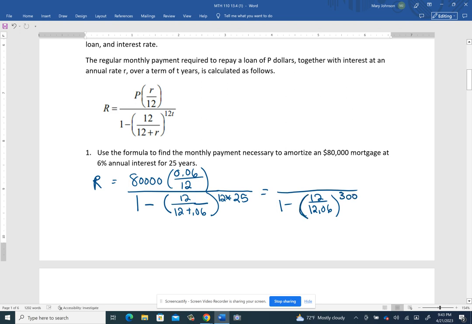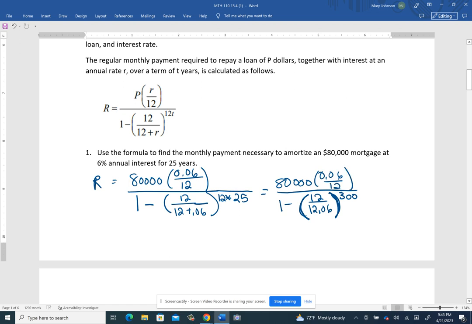I had it in front of the 1. I am going to put 1 there, but what's important is that the exponent of 300 only goes on this 12 divided by 12.06. Then once you get that raised to the 300 power, it is subtracted from 1. Let me get this written.